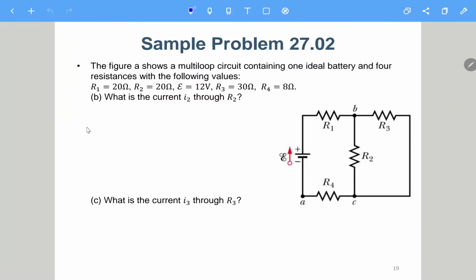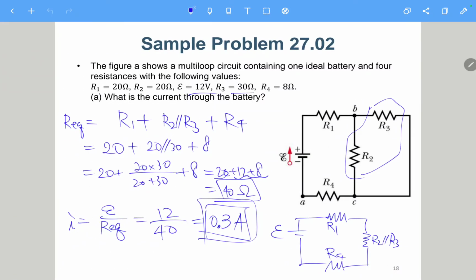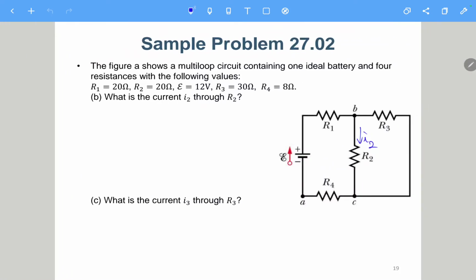So for part B, what is the current I2? I2 means the current going through R2. So this is I2. And in the previous page, we know I is 0.3.